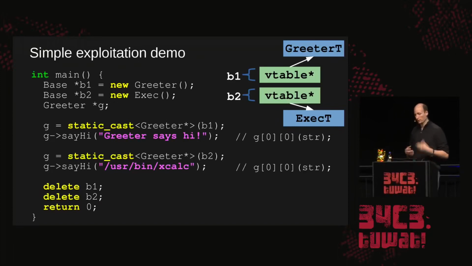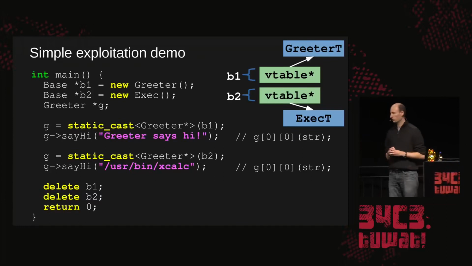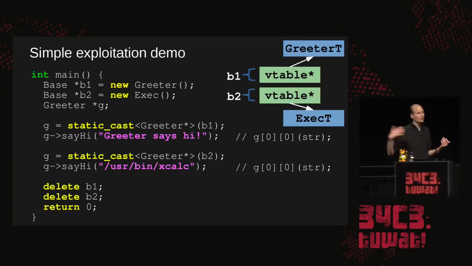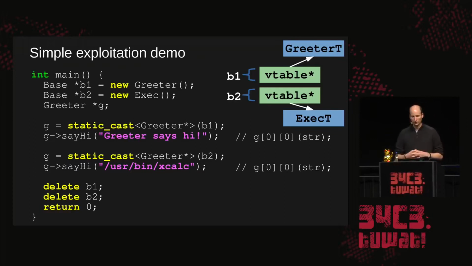And if you drill down in the source code, what it actually ends up with is we dereference the first field of the greeter class, which is the vtable pointer, and then we dereference the first vtable pointer. So even though we have written say hi in the source code, it boils down to executing the exec function in the exec class instead of the greeter class, leading to the actual type confusion.